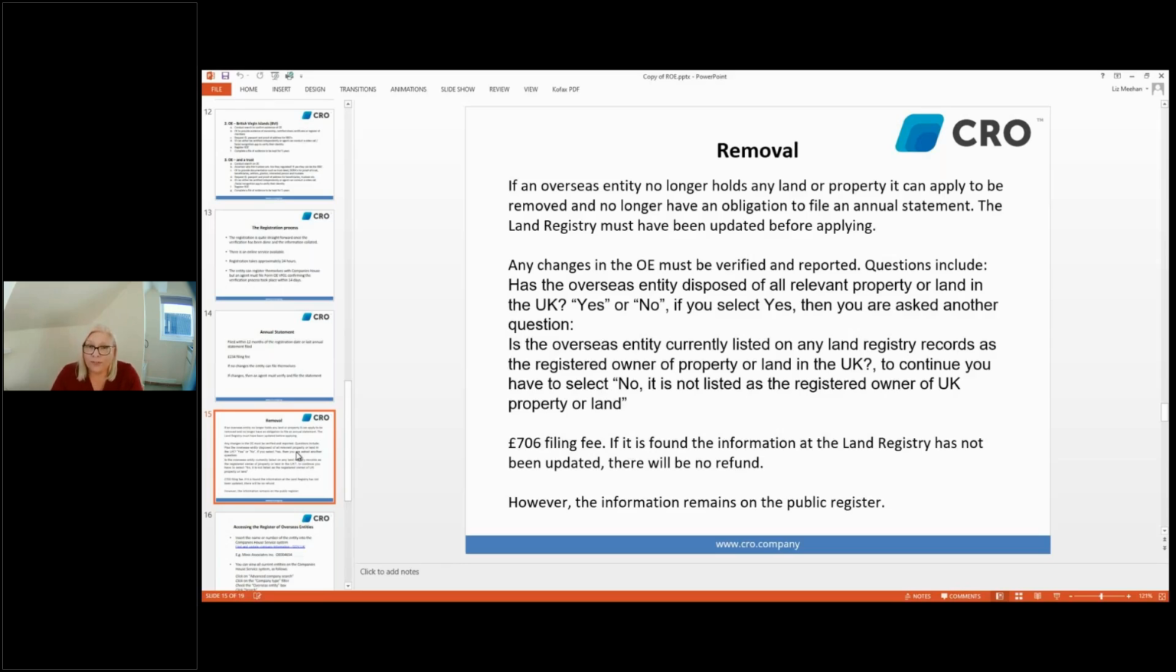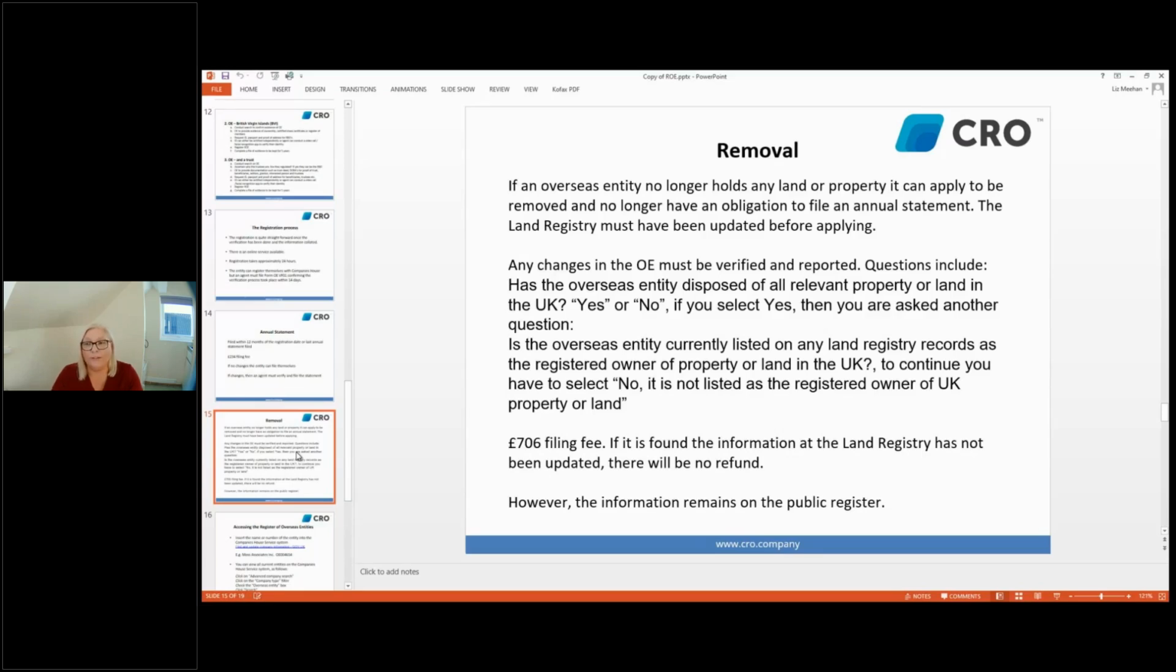As part of the removal process, if there have been any changes to the overseas entity from the original registration, they need to be verified and reported as well. And as part of the removal process, there'll be two questions asked. Firstly, has the overseas entity disposed of all relevant property or land in the UK? If they select yes, then there'll be another question. Is the overseas entity currently listed on any Land Registry records as the registered owner of property or land in the UK? You obviously have to select no at that point, otherwise you won't be able to complete the removal.